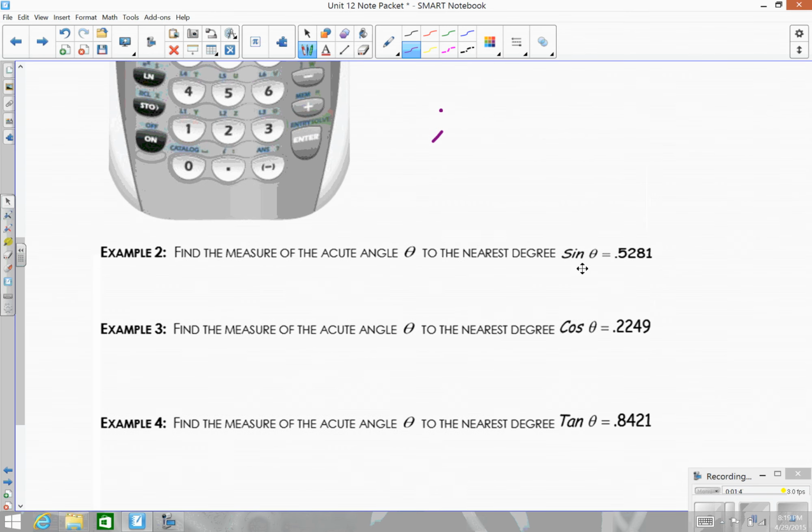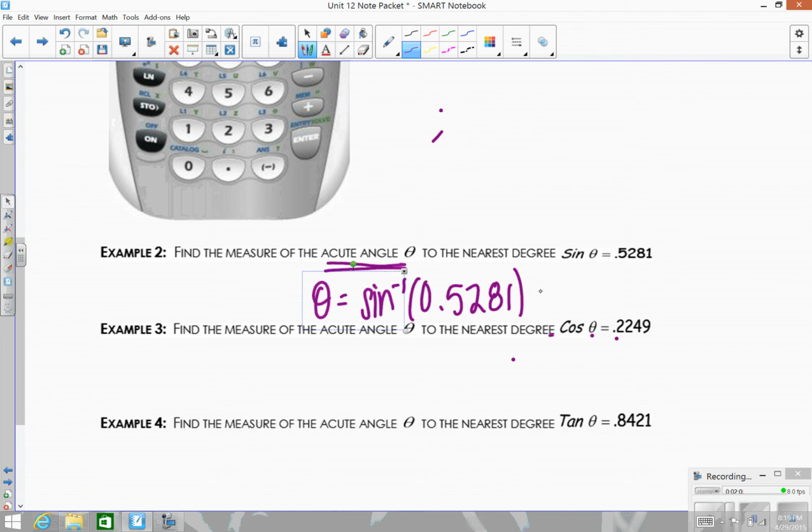If I wanted to find the angle, and I know that sine of that angle is equal to 0.528, what I do to figure out what theta is, I take the inverse sine of 0.5281, and I put that into my calculator because, again, remember, I'm taking sine inverse of both sides. So the sines cancel. I get theta equals sine inverse of this number, and you get about 32 degrees for that.